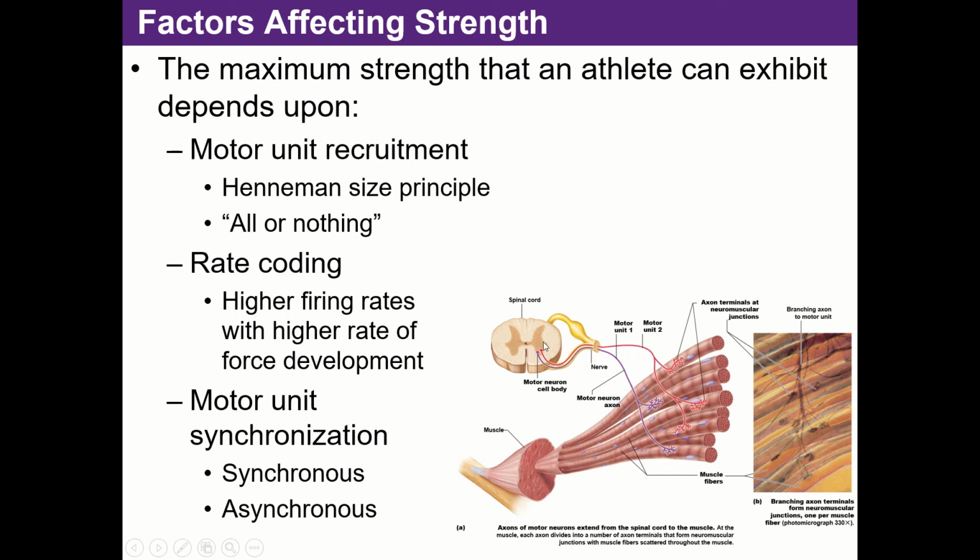Then our second motor unit is this little red alpha motor neuron and the 1, 2, 3 muscle fibers that it innervates. So the second motor unit is actually a slightly larger motor unit because it innervates more fibers. The way that increasing muscle strength or force production works is that we start with our small motor units first, and then we work our way up to the big motor units.